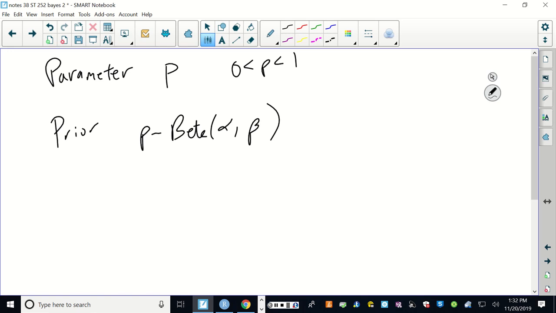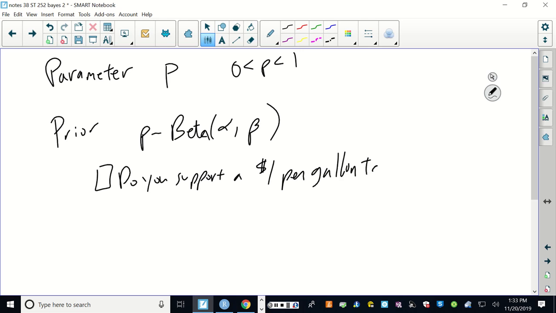Depending on the question we're asking, what is P, what's its context, we need these two values, alpha and beta. Sometimes these are called hyperparameters. They're parameters of our prior, so they're a next stage out of that, right? So let's say we're going to ask a survey question: Do you support a $1 per gallon tax to offset greenhouse emissions?